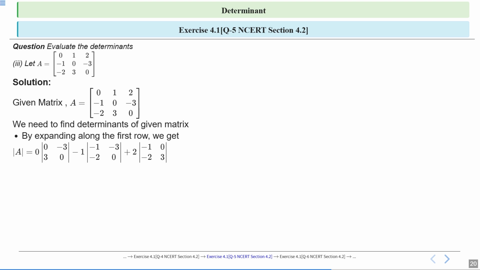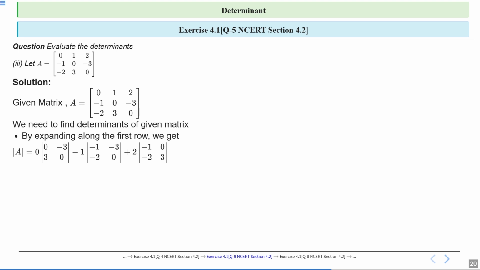Minus into the determinant obtained by cancelling the first row and second column. We get a matrix minus 1, minus 3, minus 2, 0. Plus the third element, that is 2. Its indices are 1, 3, so minus 1 to the power 1 plus 3 is plus. And cancel the first row and last column. We get minus 1, 0, minus 2, 3.